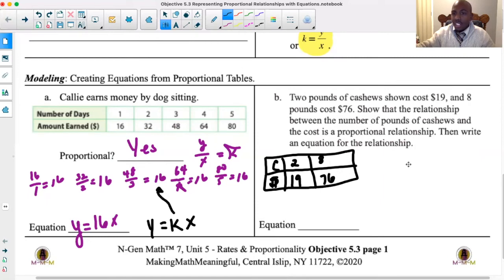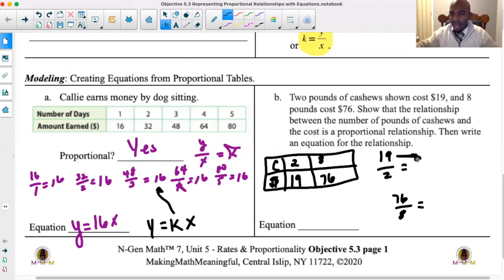They want to know if this is any type of proportional relationship here. Well, the only way I'll know is if I do y divided by x. So if I do 19 divided by 2, is that the same thing as 76 divided by 8? And this is my math. This is where I start. So I say, okay, let me divide here. 19 divided by 2 is going to give us 9.5.